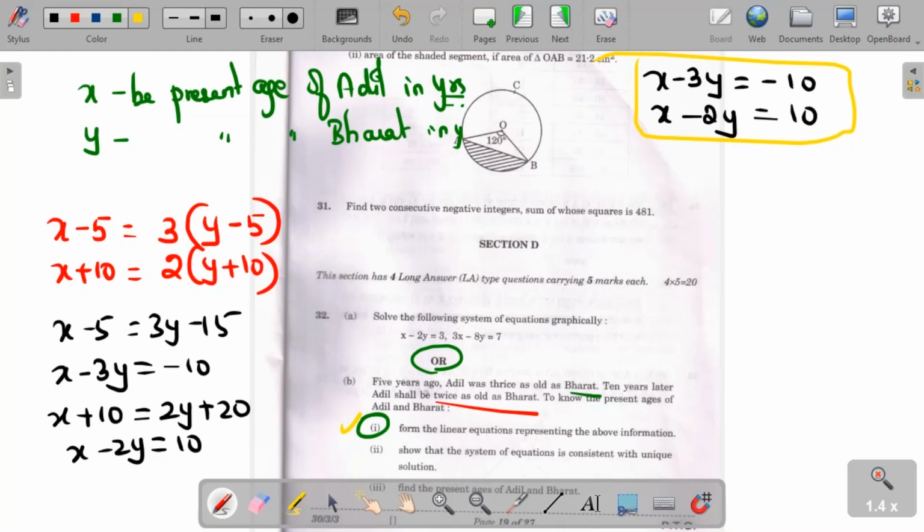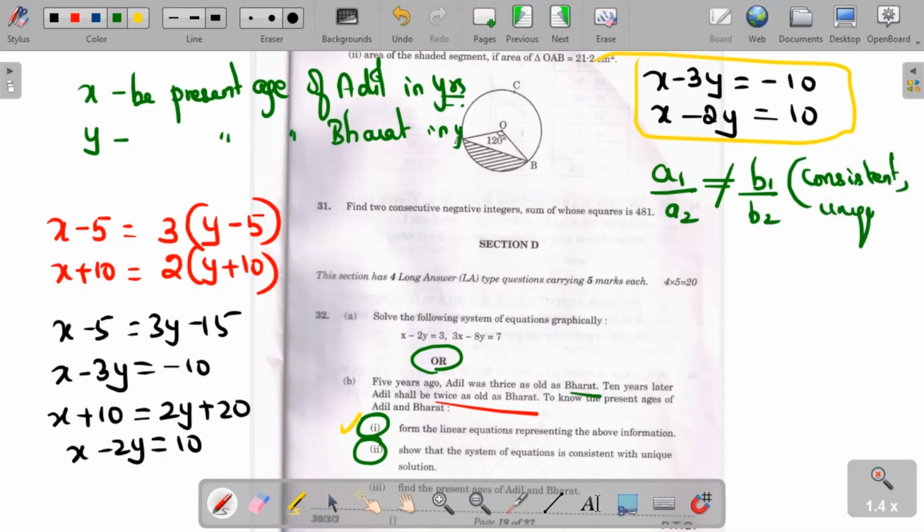Now let's look at the second division. Show that the system of equations is consistent with unique solution. So let's write the condition for unique solution. A1 by A2 not equal to B1 by B2 will be the condition for consistent and unique solution, right? So both you need to list. So it is a condition for consistent and unique solution. Now let's substitute: A1 is 1, A2 is also 1. It is not equal to minus 3 by minus 2. So 1 is not equal to 3 by 2. So we were able to show that this has a consistent unique solution.